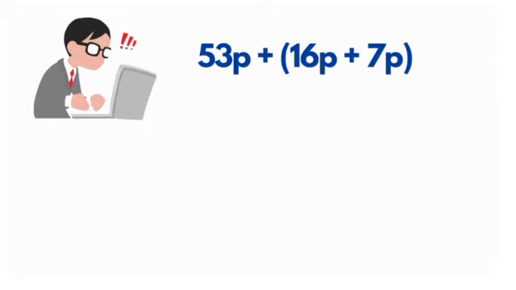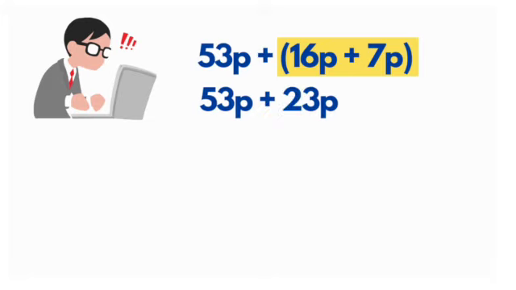So we've got some parentheses here, so according to PEMDAS and order of operations, we're going to do that first. So let's break this down. We've got 53, we're going to do the parentheses first, 16p plus 7p. They are like terms, so we can add those together. 16p plus 7p is 23p.